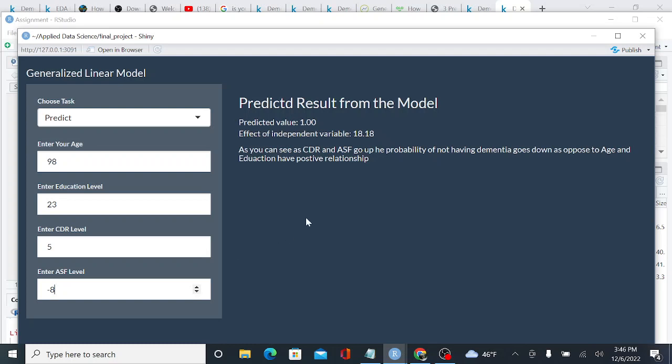So as a result, I found it very interesting. In my report, I want to compare these GLM models with some other models too.